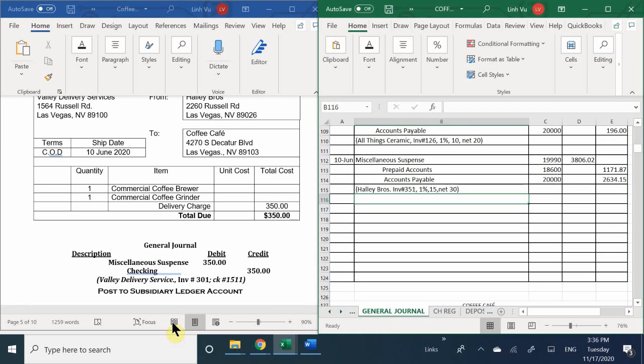And of course, because it's cash on delivery, what am I going to pay them with? A check. Exactly. We don't have a cash account, so the only assumption is we're going to write them a check. So here you go. I'm going to go ahead and debit again miscellaneous suspense because that's where my assets are lying. Okay. And we're going to write a check because it's cash on delivery.